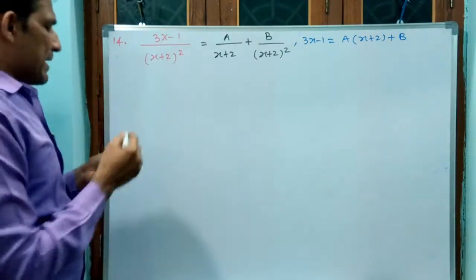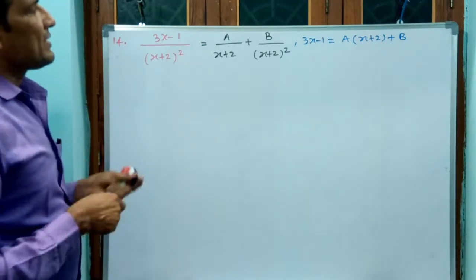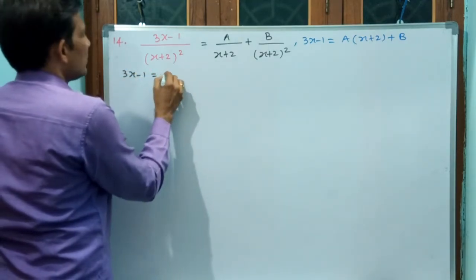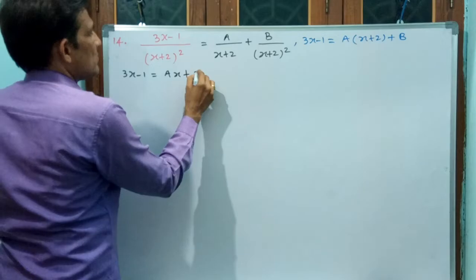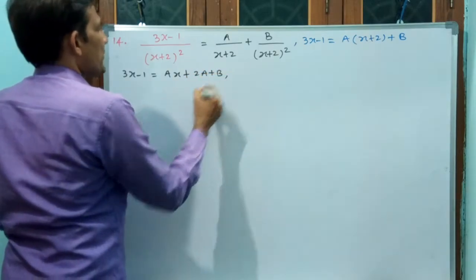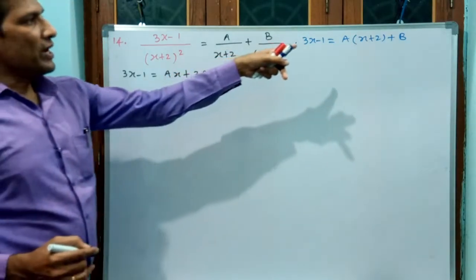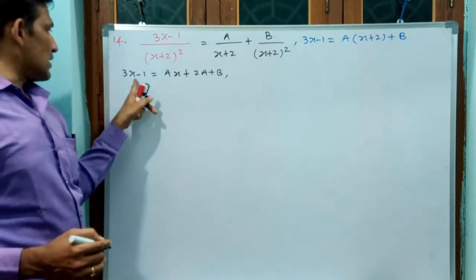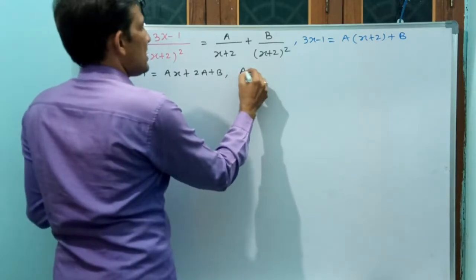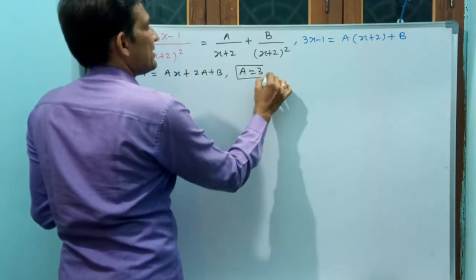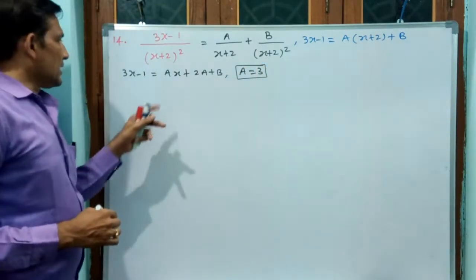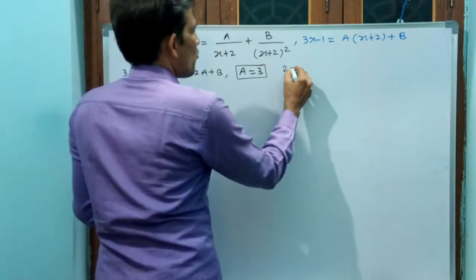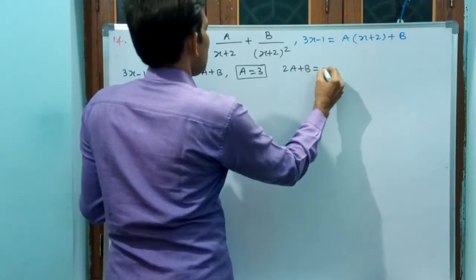Now you expand. LHS is 3x minus 1, that is equal to ax plus 2a plus b. Now you see, the x term coefficient here is a, and here it is 3. That means a is equal to 3. Box it. Then the constant: 2a plus b is equal to minus 1. Write down: 2a plus b is equivalent to minus 1.